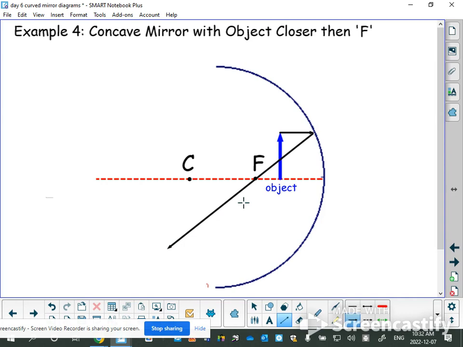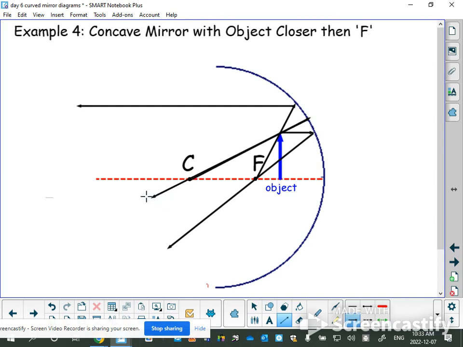Rule number 2, through the focal point and the top of the object and out. Now you'll notice these aren't going to cross on this side, but remember the object is closer than the focal point, so we should be getting a virtual image based on what we know about the characteristics of the images. Third rule, there we go, center of curvature, back along itself.